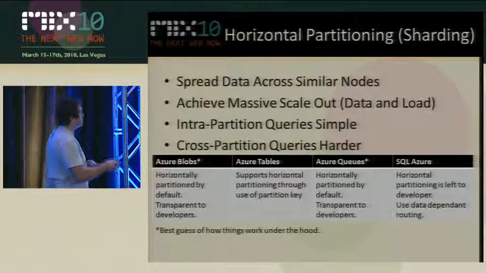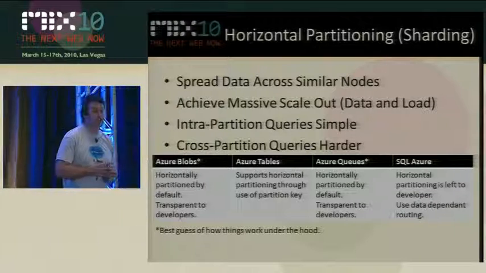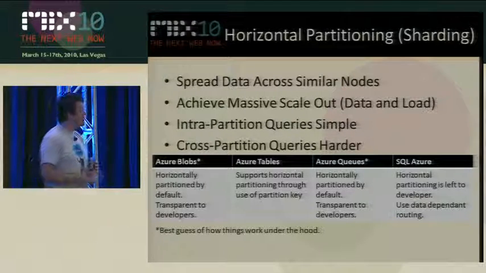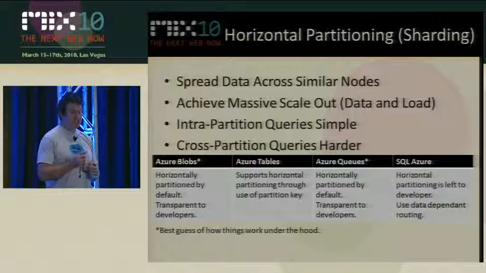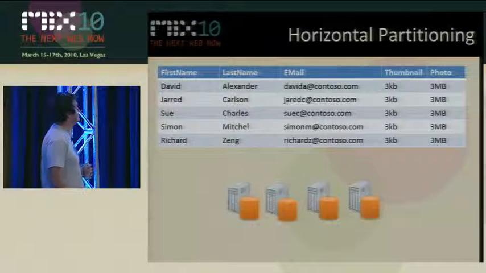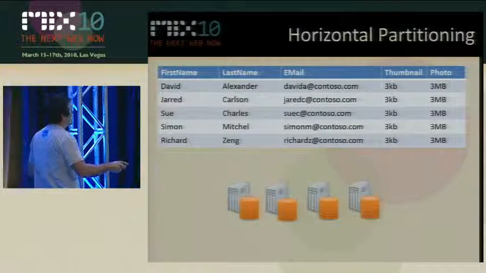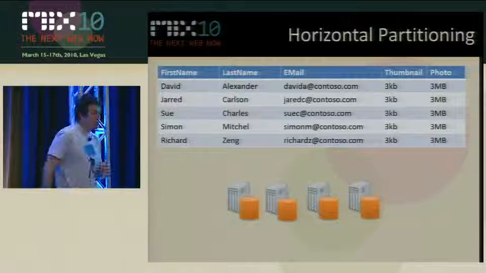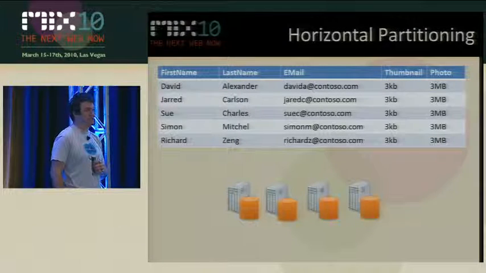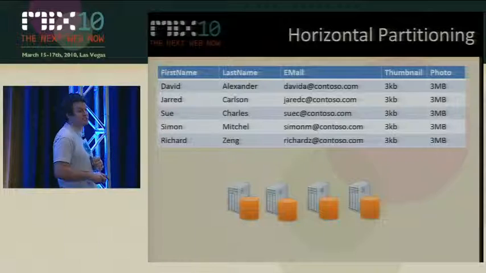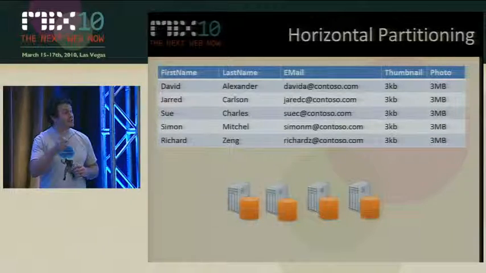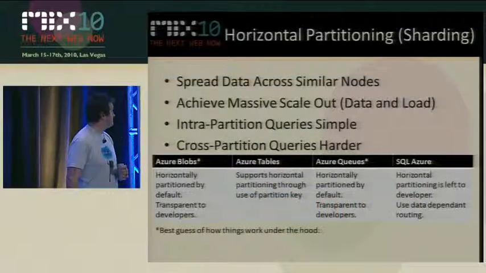When we partition, intra-partition queries are simple. Querying within a single partition is simple. Querying across partitions can be much harder. Find me all the people who are from contoso.com, as a query, is going to be a fairly intensive query because it's going to be a distributed query looking at every single one of those partitions.